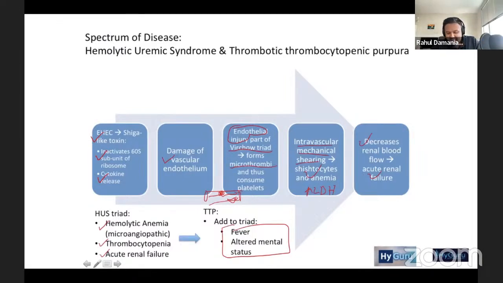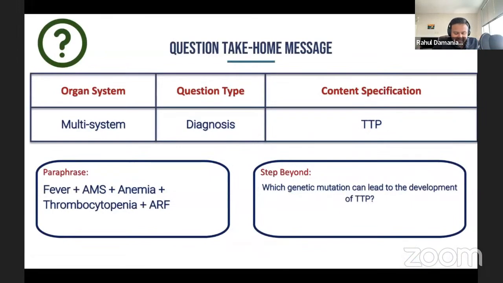Now, typically TTP is a deficiency, either acquired or genetically induced, of an important matrix metalloprotease. And that is actually going to be our next step beyond question. Which genetic mutation can lead to the development of TTP, thrombotic thrombocytopenic purpura? And best answer is ADAMTS13. Remember, ADAMTS13, very high yield for NBME questions, is a matrix metalloprotease. What it does is take von Willebrand factor and chop von Willebrand factor into smaller pieces. And a matrix metalloprotease, I like to think of it as a machete in the jungle. It takes a big thing and chops it up into small pieces.